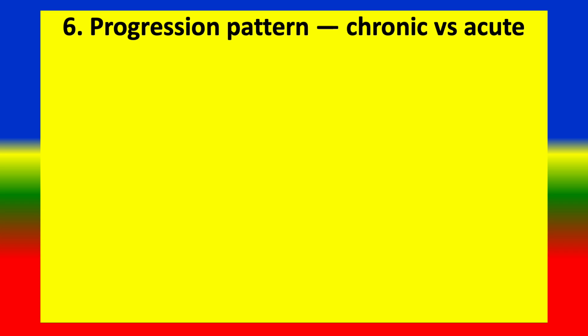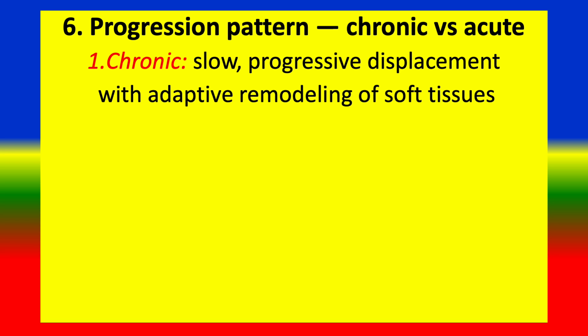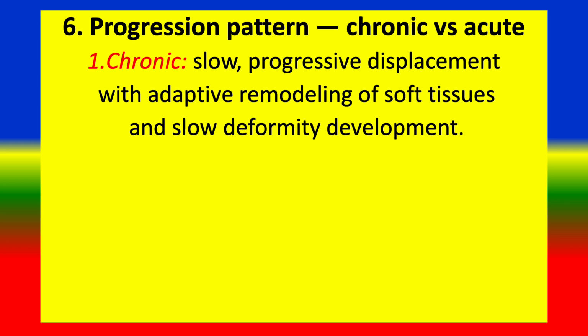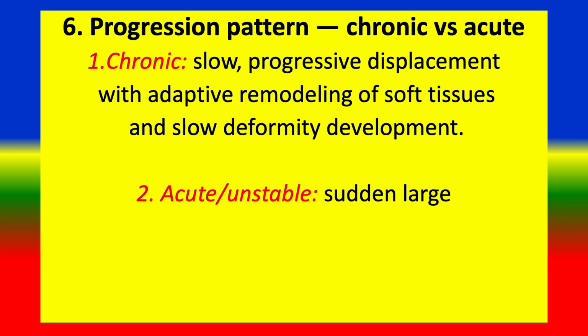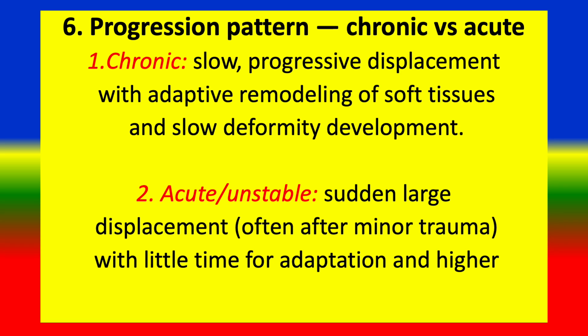6. Progression pattern, chronic versus acute. 1. Chronic: slow progressive displacement with adaptive remodeling of soft tissue and slow deformity development. 2. Acute, unstable: sudden large displacement, often after minor trauma, with little time for adaptation and higher complication risk.